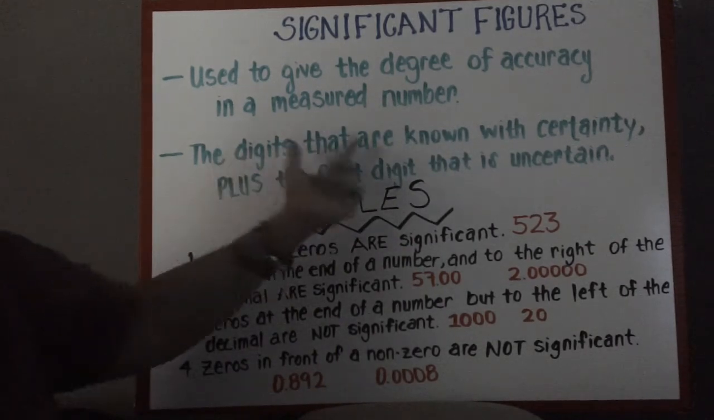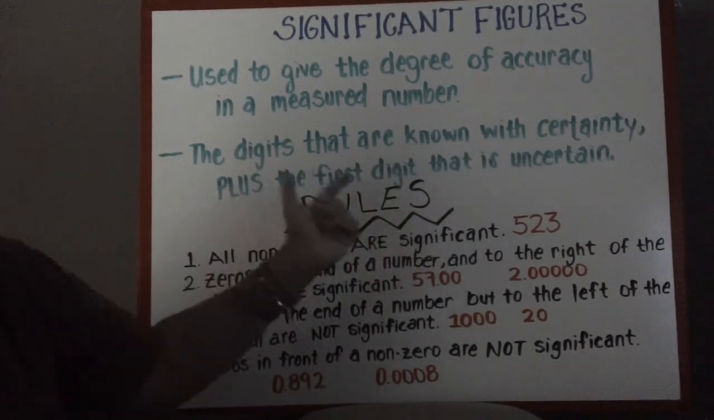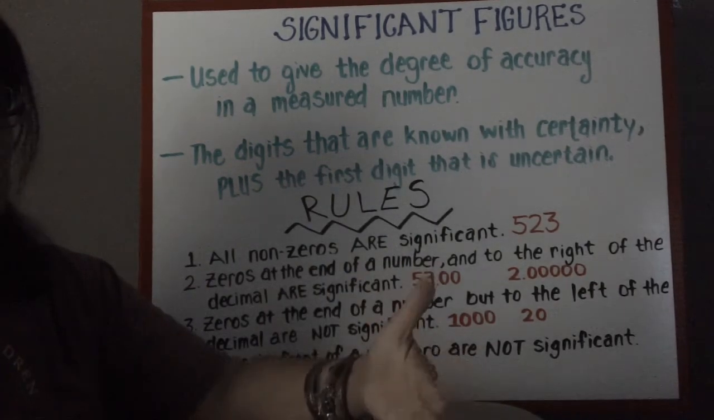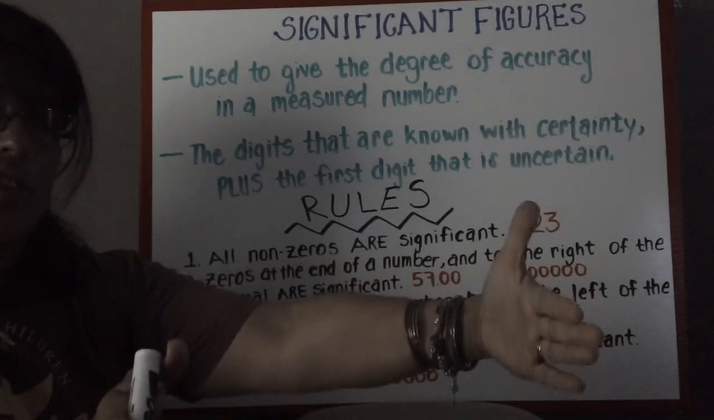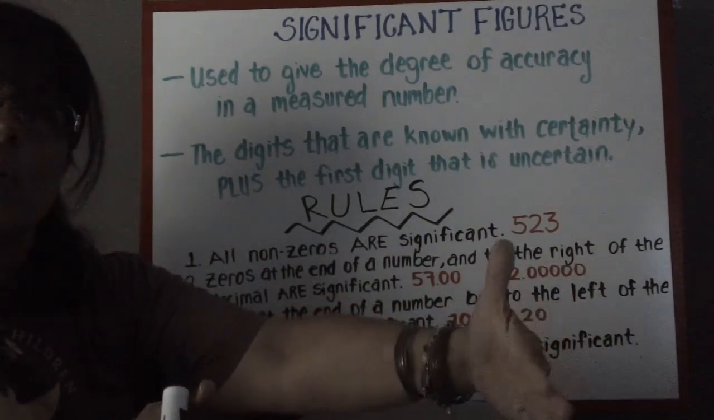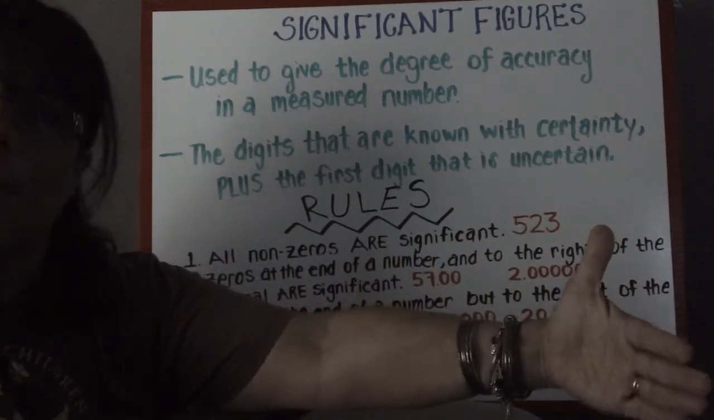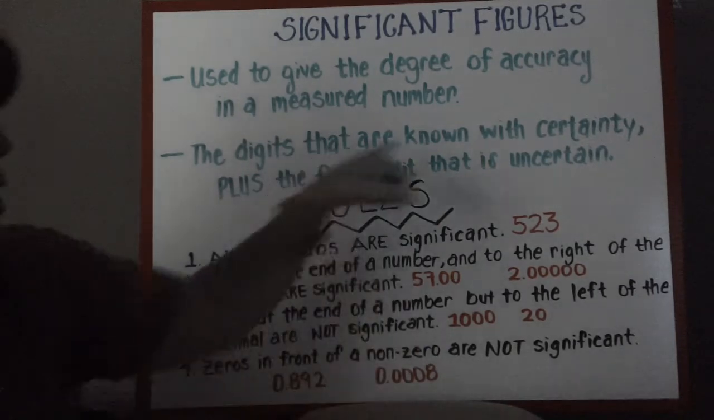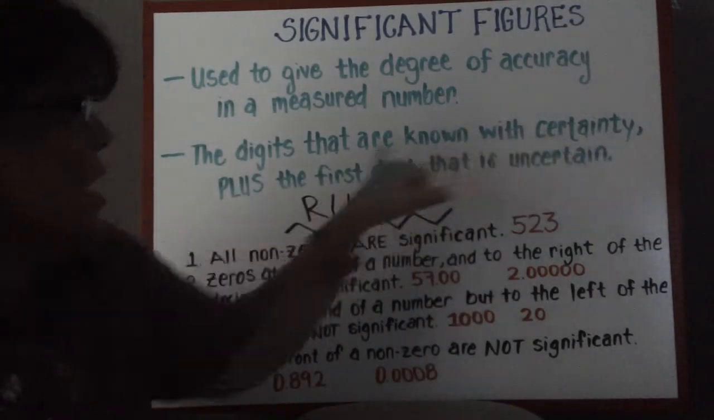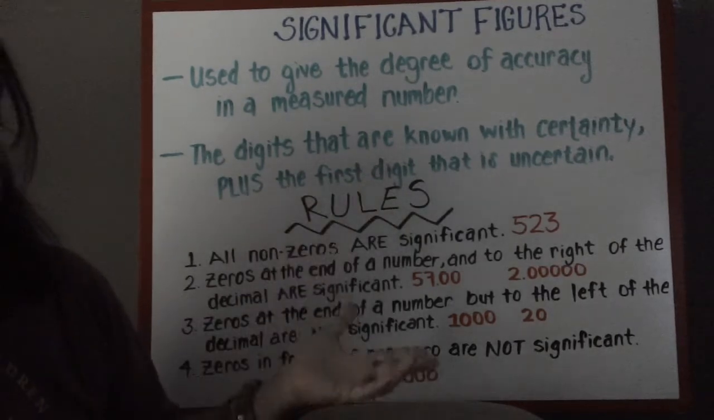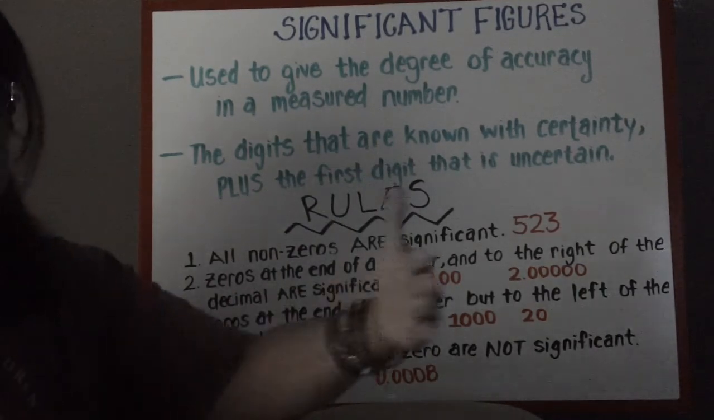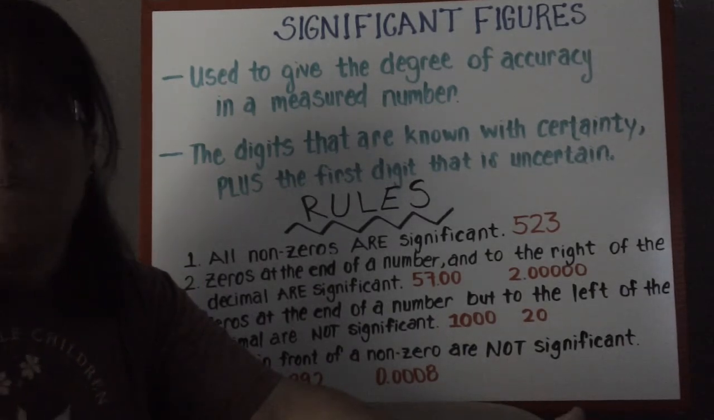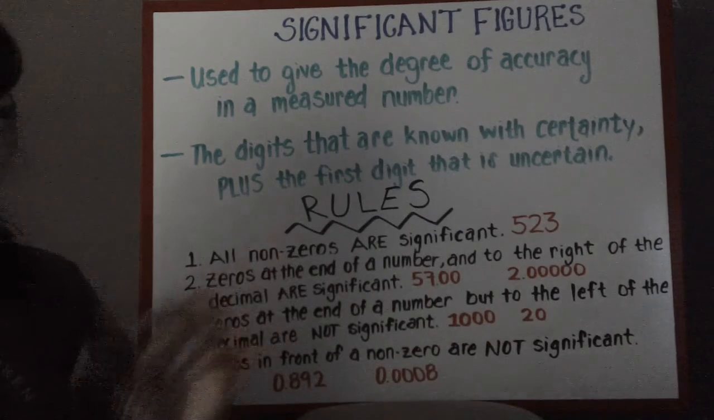It's also the digits that are known with certainty plus the first digit that is uncertain. So for instance, if we're measuring the length of something, we might be sure to this value, but do we really know whether we're at the next level of measurement or not? So that would be our guess. So we're going to talk about what we're certain of, the first digit to what we're certain, and then we add a guessed value. So we might say, this is definitely 5 meters, and we could be off by plus or minus 1 centimeter. So 5 meters and 1 centimeter would be our uncertain amount.